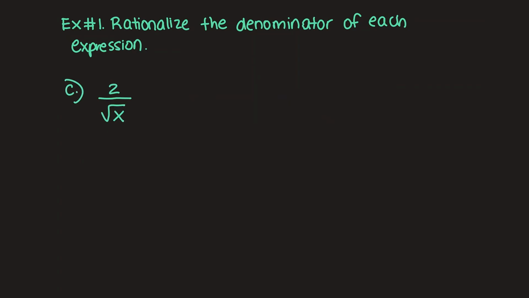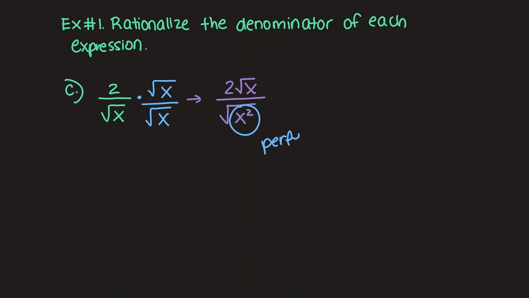For this example, it looks like the only way to simplify is by rationalizing the denominator. We can multiply by square root of x over square root of x, which then gives us a perfect square as our radicand. This then simplifies to 2 square root of x over x. And now that we've eliminated the radical from the denominator, our expression is now simplified.